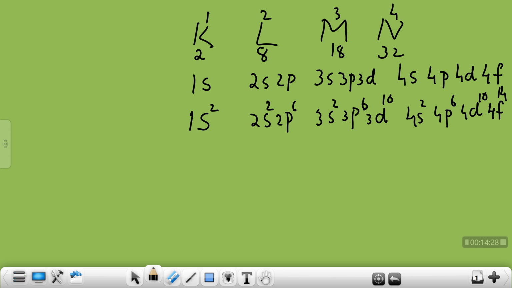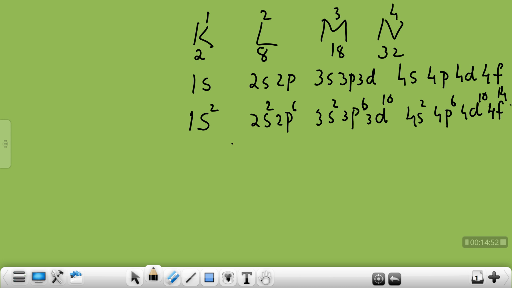See the first one, 1s2. 1 means the number of the shell, that is K, the first shell. Then 2 means the second shell, that is L. Then 3 means the third shell, that is M. Then 4s2, 4p, that means it is the fourth shell, that is N.